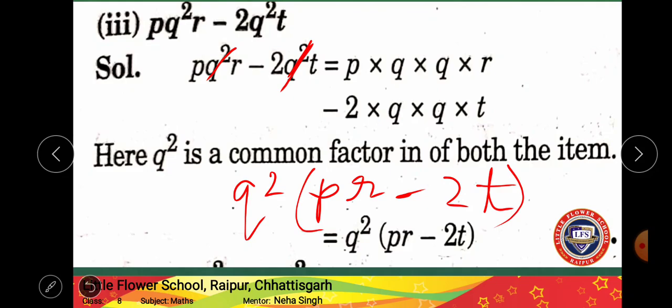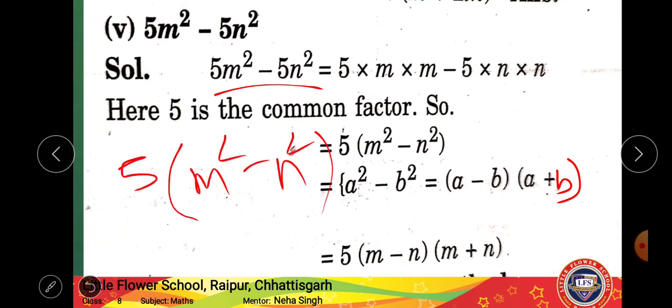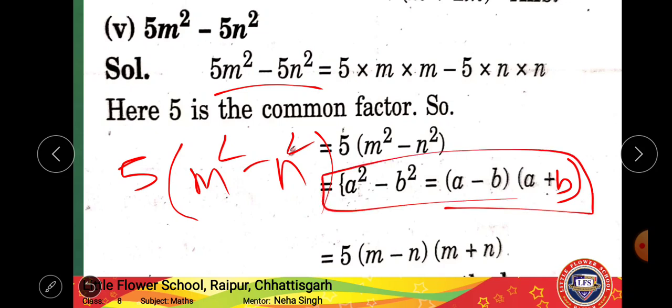Okay, see here also 5 is present in both, so I can take common 5 into m square minus n square. Now see this formula we will be studying in 9th chapter.